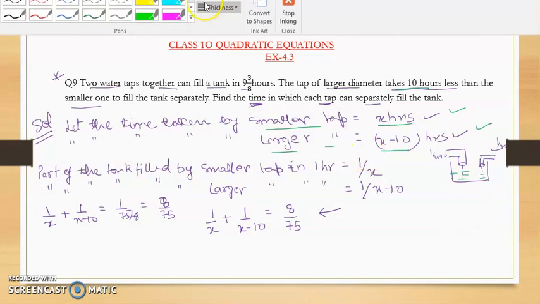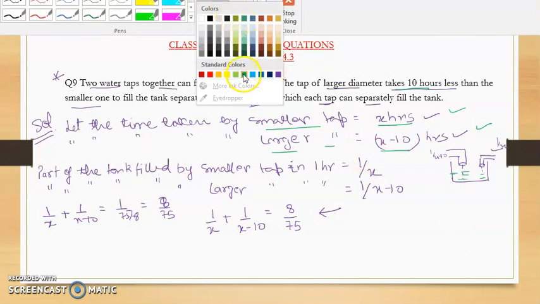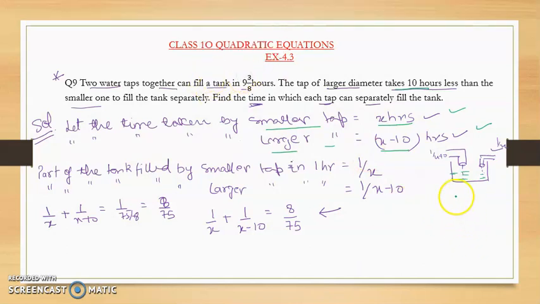So together they both can fill in how many hours? 9 3/8. So 9 3/8 means what? 9 times 8 is 72, and 3 is 75/8. Now the part of the tank, so this is the work done. Part of the tank filled by the smaller tap in 1 hour will be 1 upon x, since it is inversely proportional. Similarly, part of the tank filled by the larger tap in 1 hour will be 1 upon x minus 10.